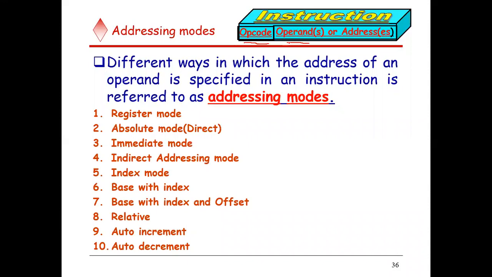So these are the 10 different types of addressing modes we are discussing in today's session. First is register addressing mode, absolute addressing mode, also called direct addressing mode, immediate addressing mode, indirect addressing mode, index addressing mode, base with index and offset, relative, auto increment, and auto decrement addressing modes. We'll go into the details.